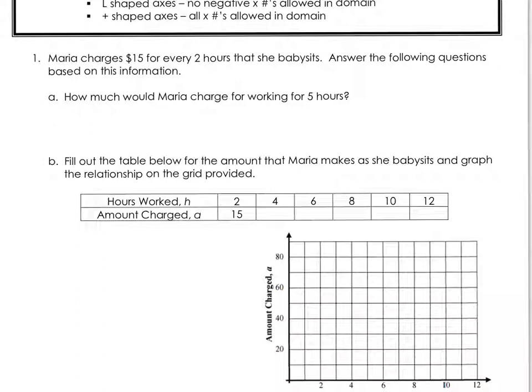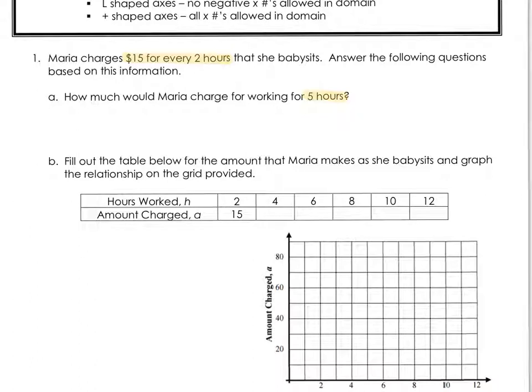So let's look at an example here. Maria charges $15 for every 2 hours that she babysits. Answer the following questions based on this information. So first, let's highlight some information in here that's important. So she charges $15 every 2 hours. I think that's important. How much would Maria charge for working 5 hours?